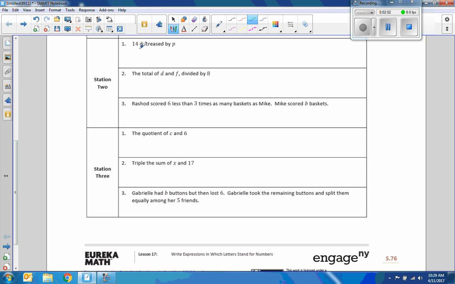Station 2. 14 decreased by P. 14 decreased by means 14 minus P.